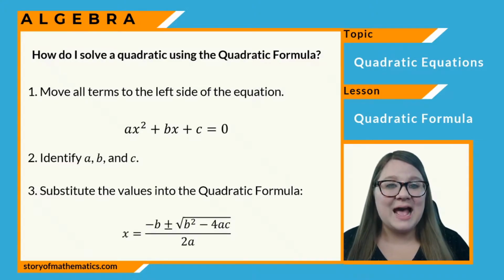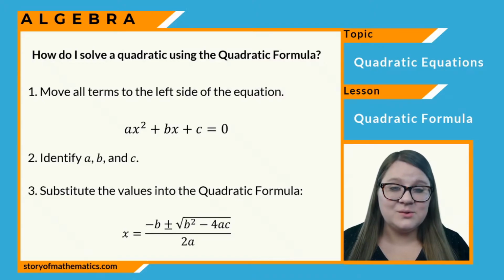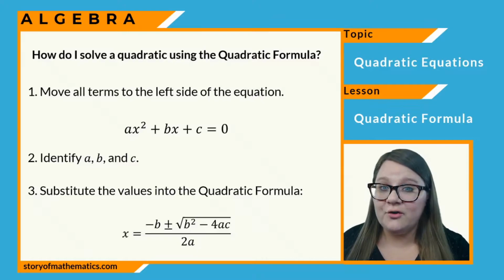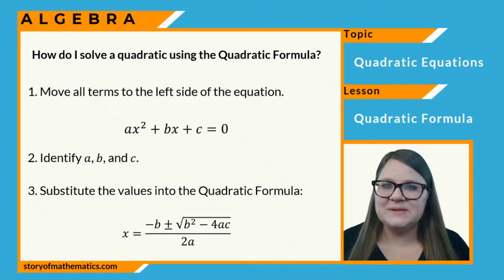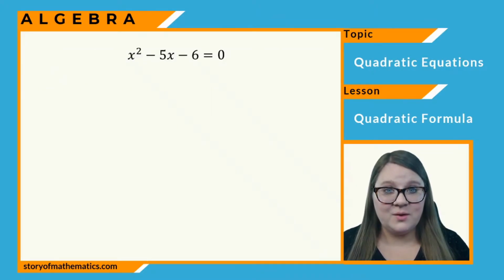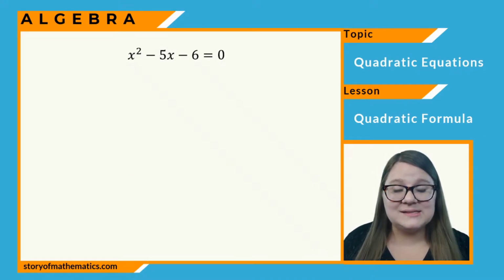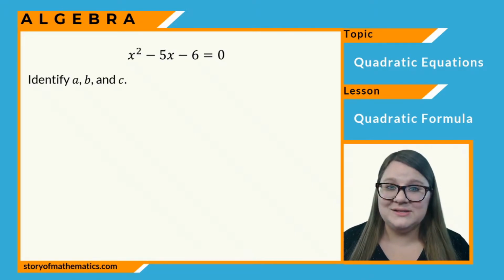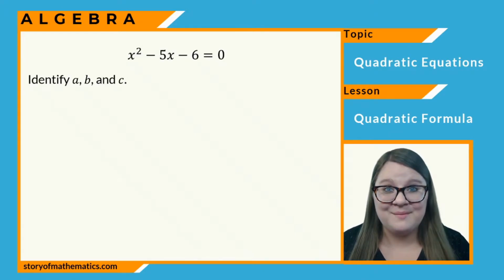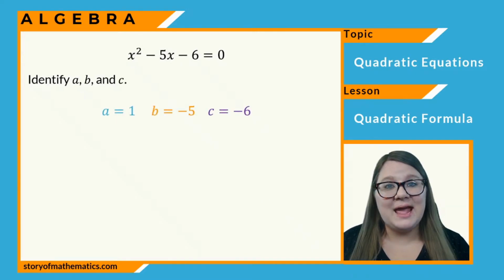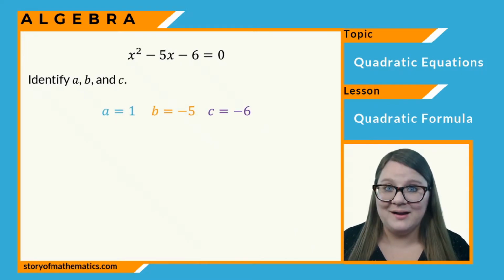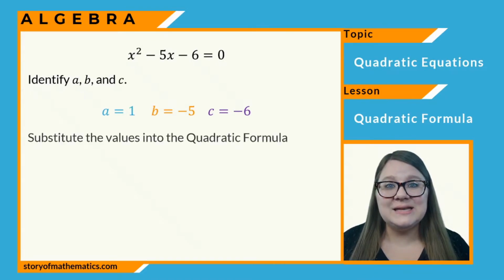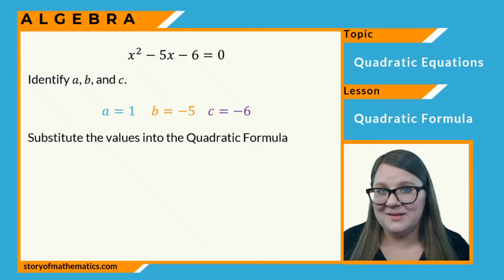That quadratic formula is x equals negative b plus or minus the square root of b squared minus 4ac all over 2a. So let's put this into practice. Let's say I give you the equation x squared minus 5x minus 6 equals 0. First of all, notice that's already equals 0, so I can go straight to identifying a, b, and c. In this case, my a is 1 because it's 1x squared, my b is negative 5, and my c is negative 6. Now I can substitute those into the quadratic formula.